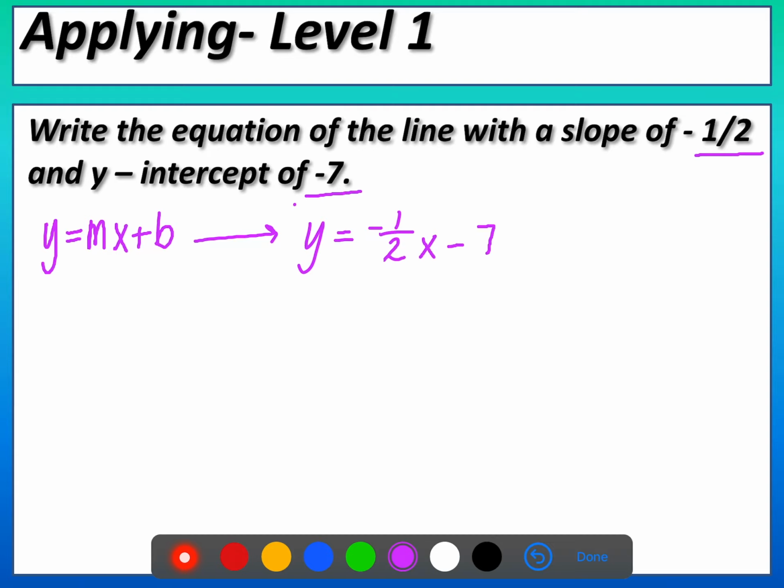We always leave x and y as variables in our final answer, and we only plug in for the m and the b values. So for this type of problem, it was easy as that.